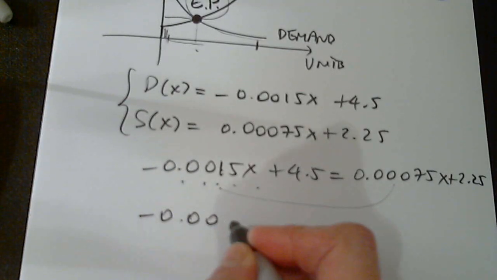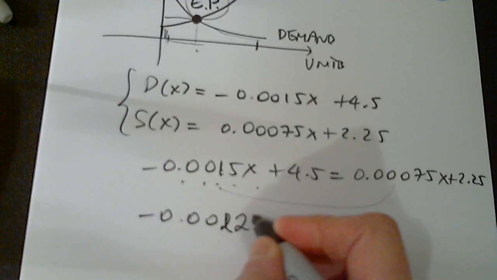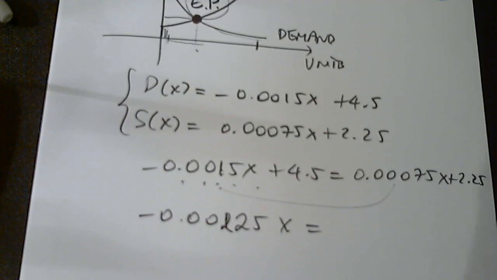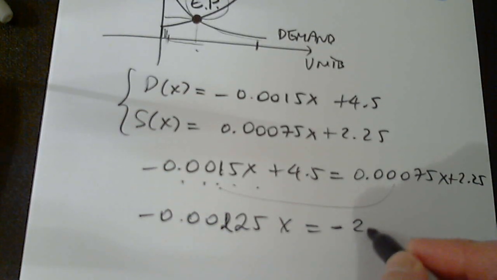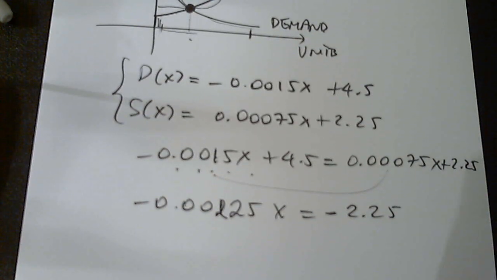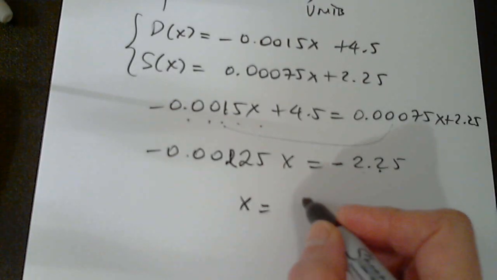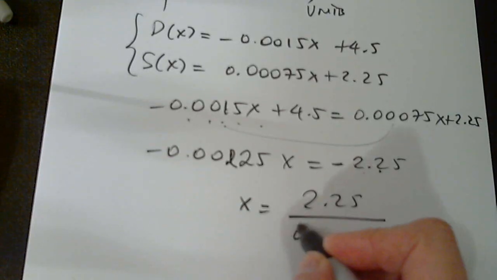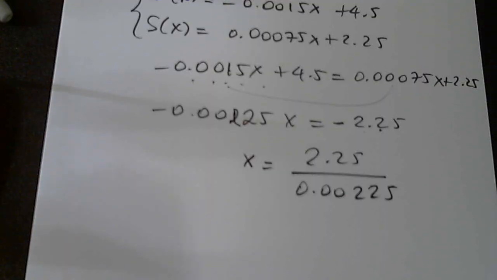Negative 0.001. No, it's 2 and 25. X equals 2.25. So this is minus 2.25. Am I correct? I think so. So 4.5, correct. So therefore X equals 2.25 divided by 0.00225. We're going to check in a minute.